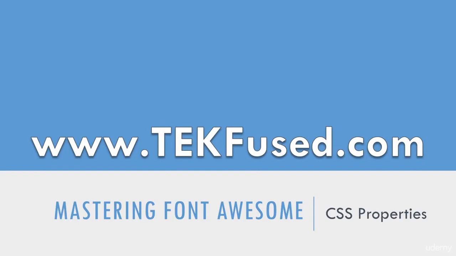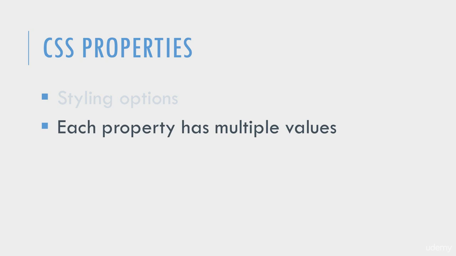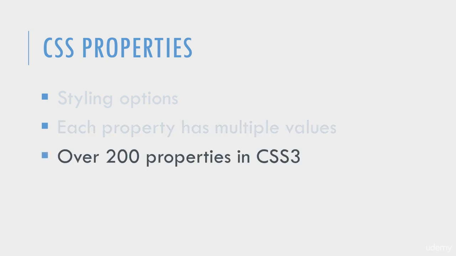Hey, welcome back. Let's talk about CSS properties. CSS properties offer us styling options. Each property has multiple values, and there are over 200 properties in the latest revision of CSS, which is CSS 3. Let's go through a few examples of CSS properties.